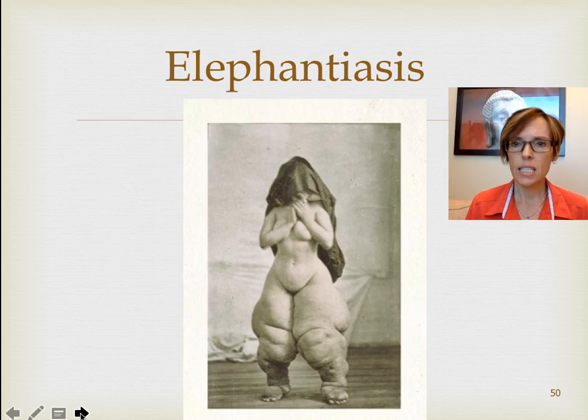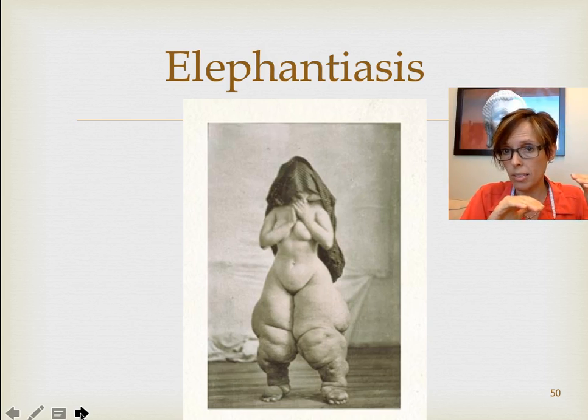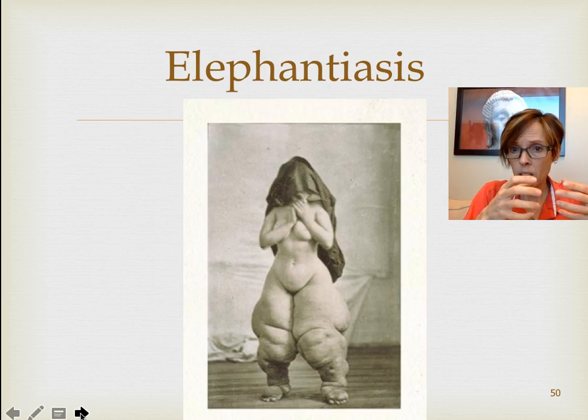What elephantiasis is, there are parasites that can infect the body through mosquito bites, and they destroy those lymphatic vessels. As I mentioned earlier, those lymphatic vessels take up that excess interstitial fluid, right? All that fluid that's in the spaces between blood vessels and cells. When you destroy those lymphatic vessels, you get edema, edema, edema. You see where I'm going with this? Swelling, swelling, swelling.